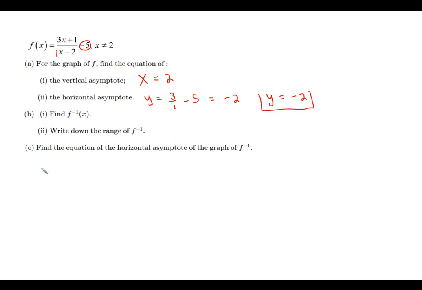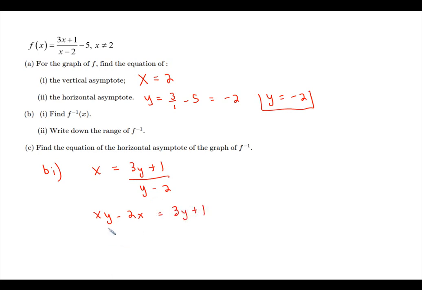B, find the inverse. Okay, so to find the inverse here, first we need to switch the x's and the y's. So for B1, we're finding the inverse. So we're going to get x is equal to 3y plus 1 over y minus 2. Then xy minus 2x is equal to 3y plus 1.